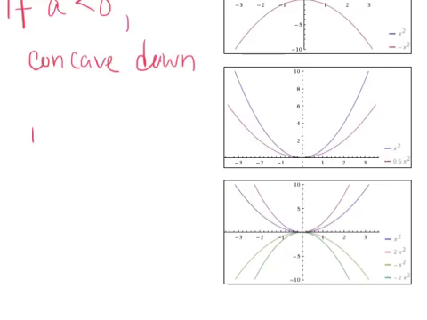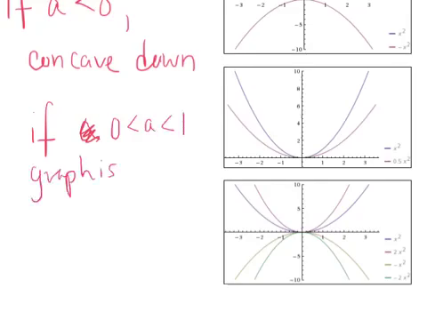The graph is wider. So we could say if A, and we're going to talk about this in a minute, is between 0 and 1 in this case, right? So if A is between 0 and 1 in this first case, the graph gets wider. Okay? It gets wider.